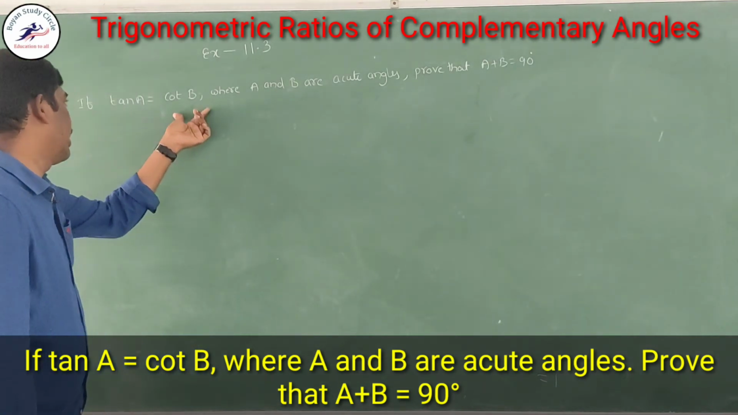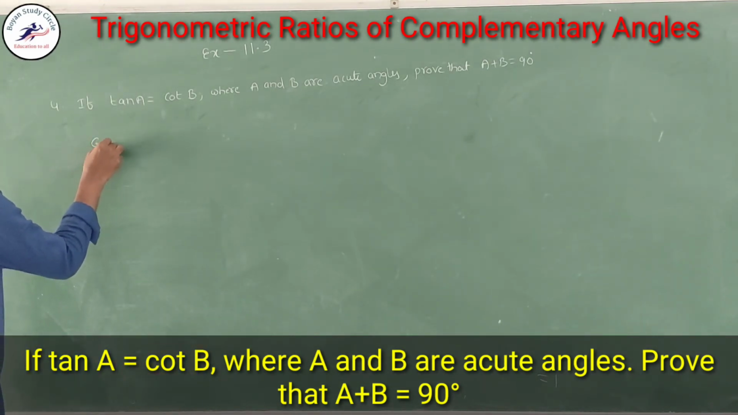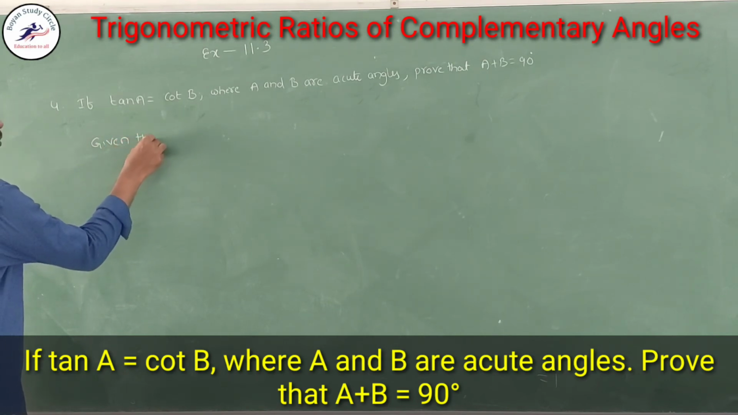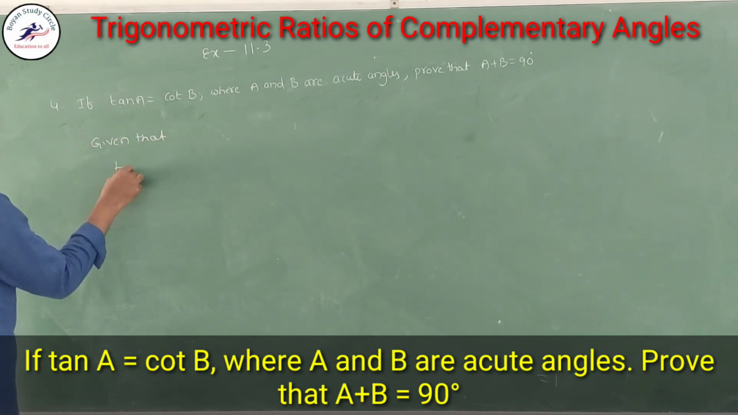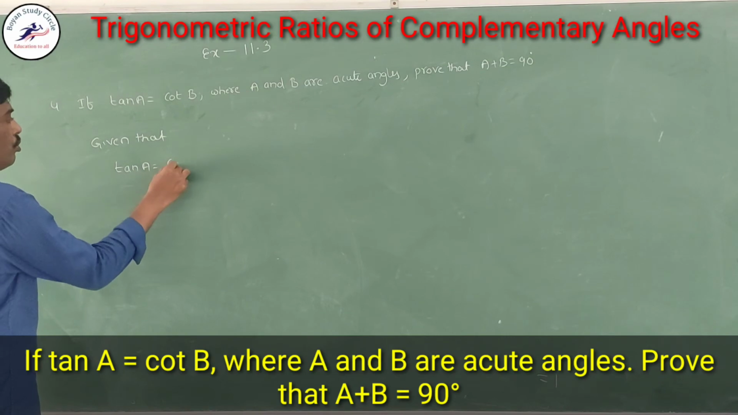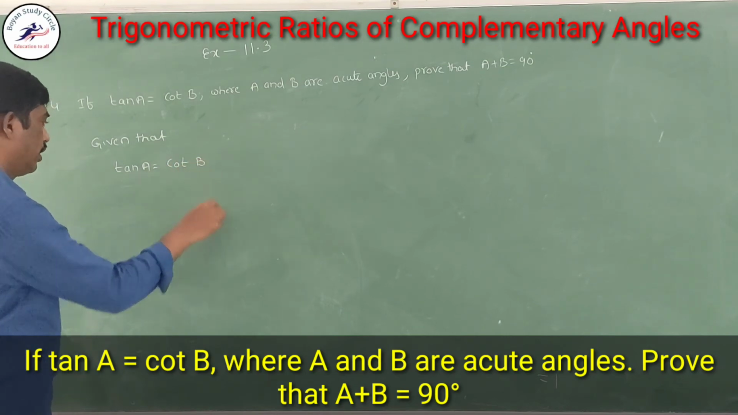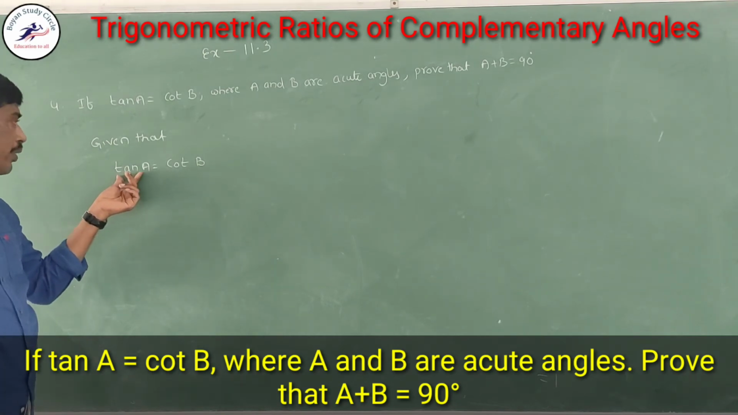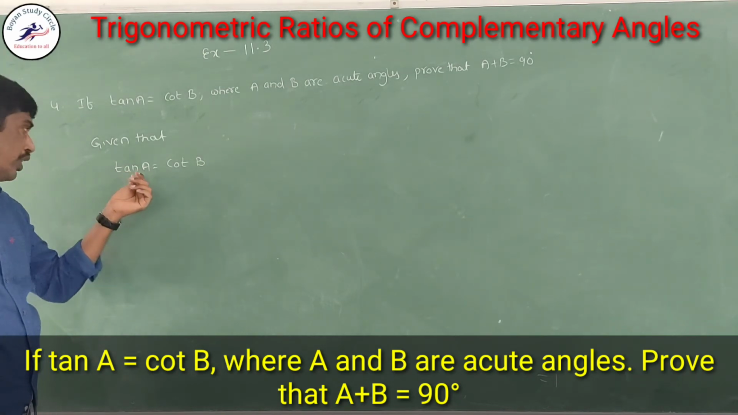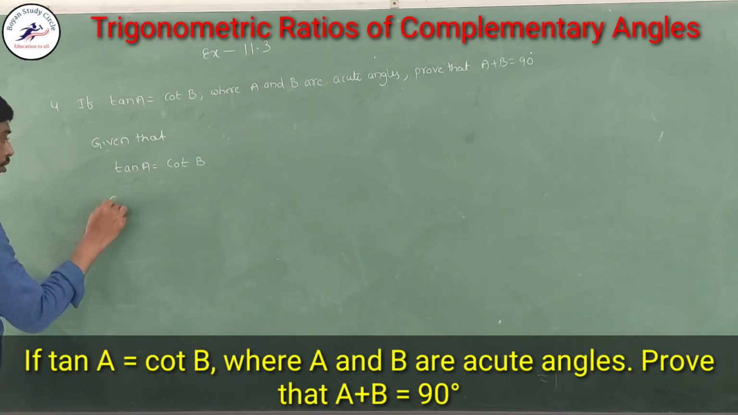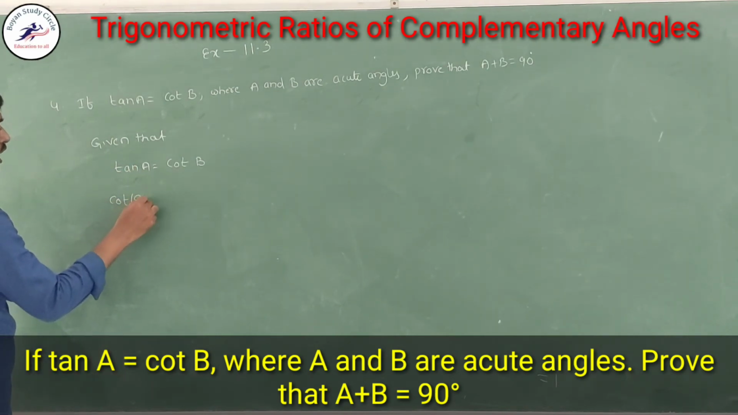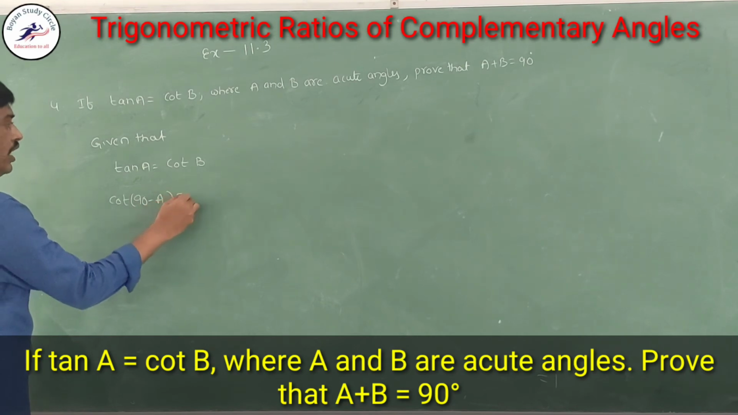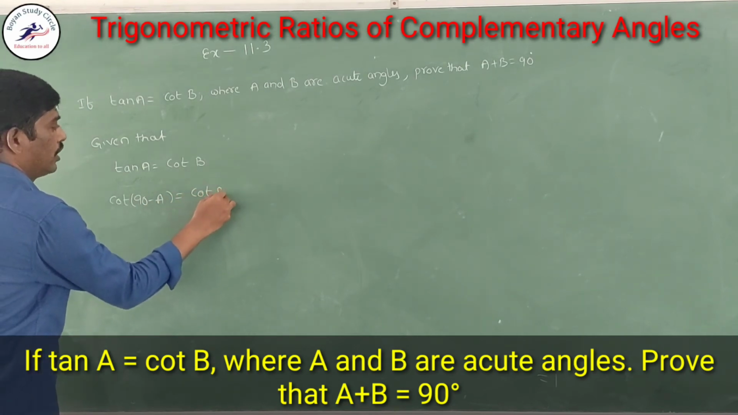So what is given? Given that tan A is equal to cot B. We have to change this tan A. We know the complementary angle formulas: cot of 90 minus A equals tan A. So in place of tan A, I am going to write cot of 90 minus A, and that is equal to cot B.